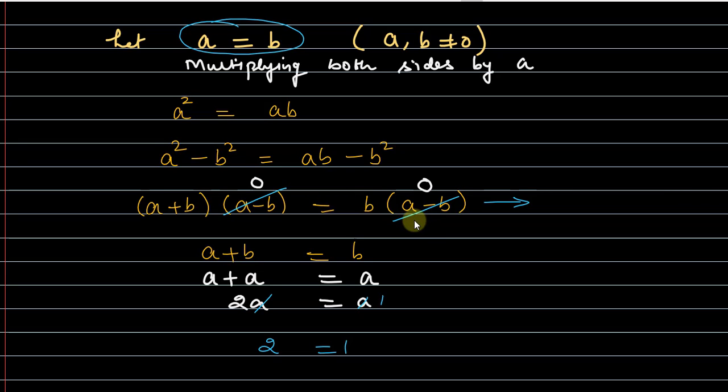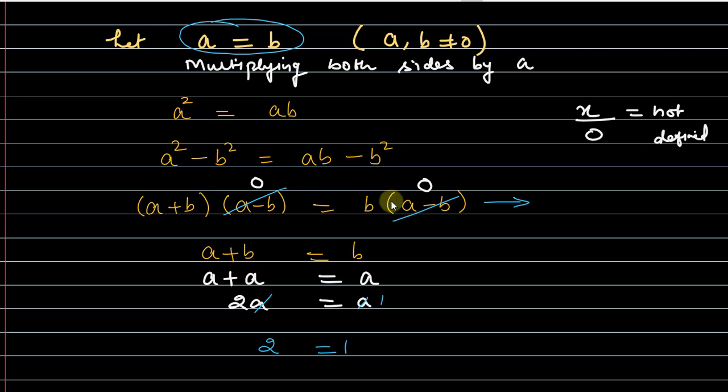Why is it wrong? Because 0 cannot be cancelled with 0, or in other words, 0 cannot divide 0. In fact, we cannot divide any non-zero number by 0. Division by 0 is not allowed in maths. Any number divided by 0 is not defined in maths. So this step is the error, where we cannot cancel 0 and 0. Why can we not cancel 0 and 0? Because basically we are doing division, and division by 0 is not allowed.